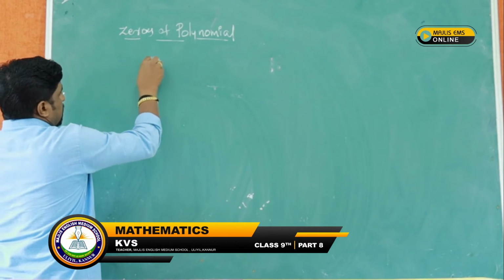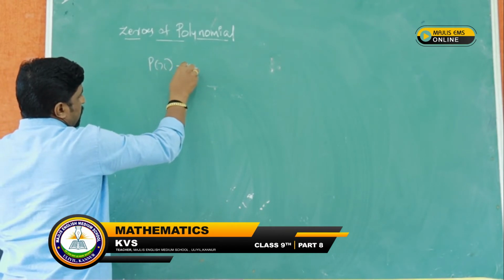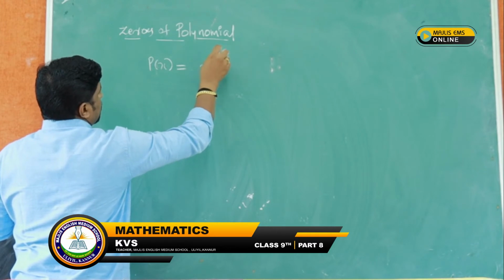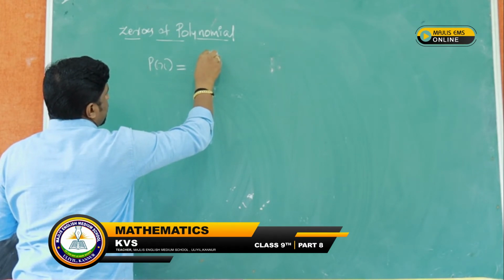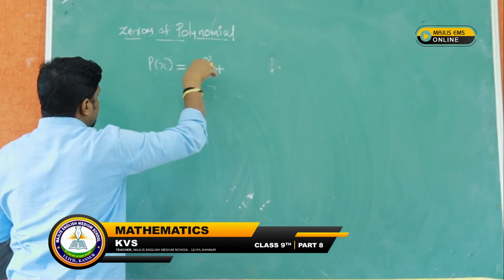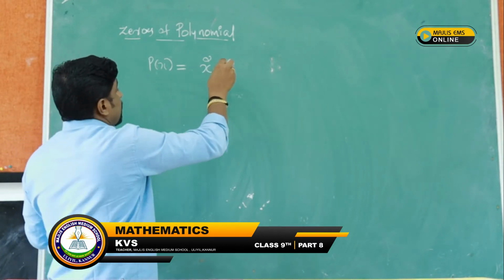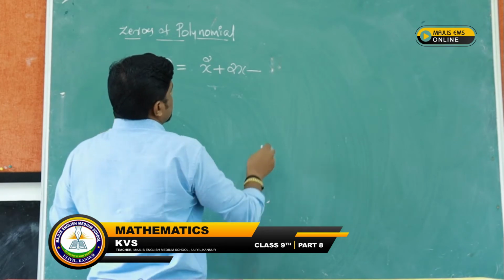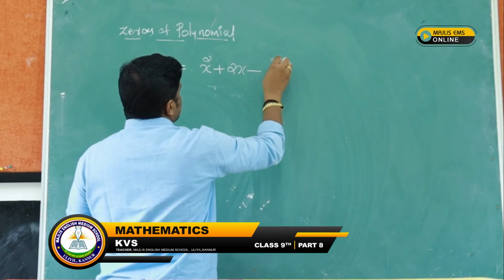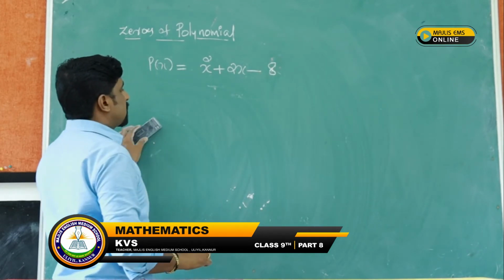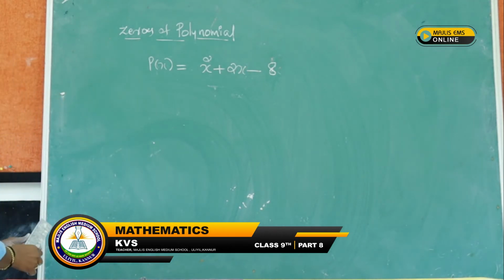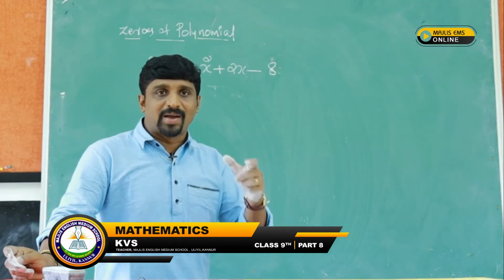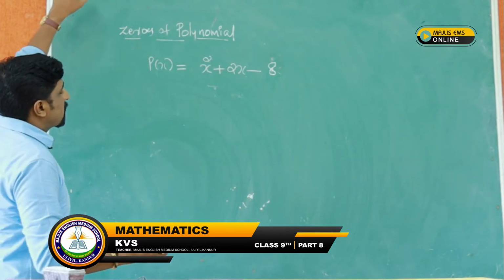Let me give you one more example. p of x equal to x square plus 2x minus 8. Suppose x square plus 2x minus 8. We can find out the zeros by using the value of polynomial.